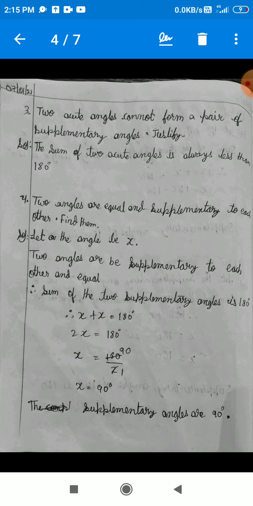Third, two acute angles cannot form a pair of supplementary angles. Justify. Solution. The sum of two acute angles is always less than 180 degree.